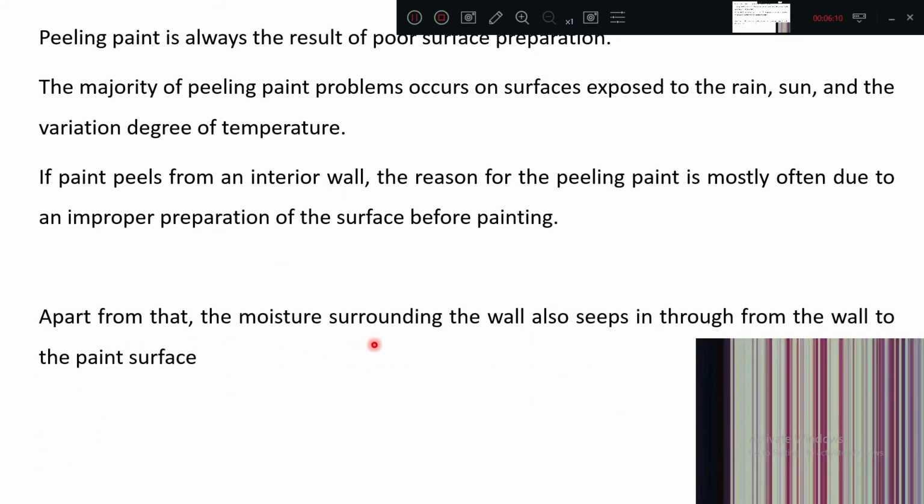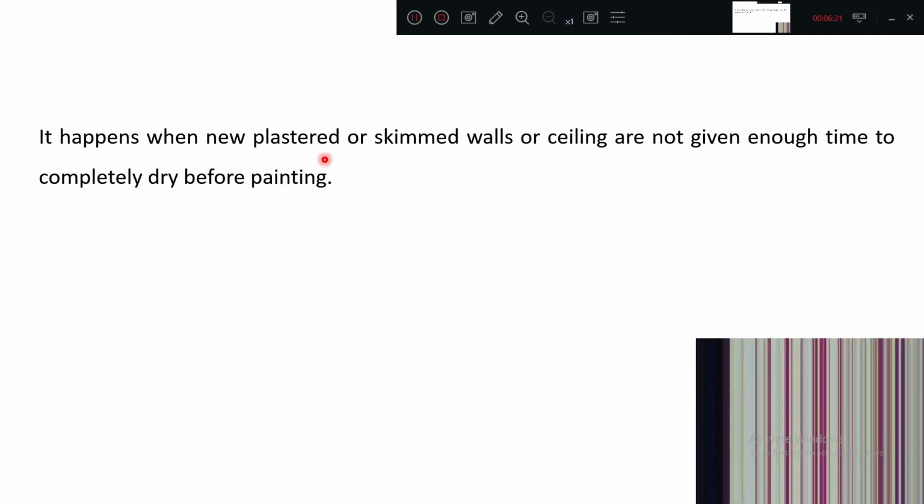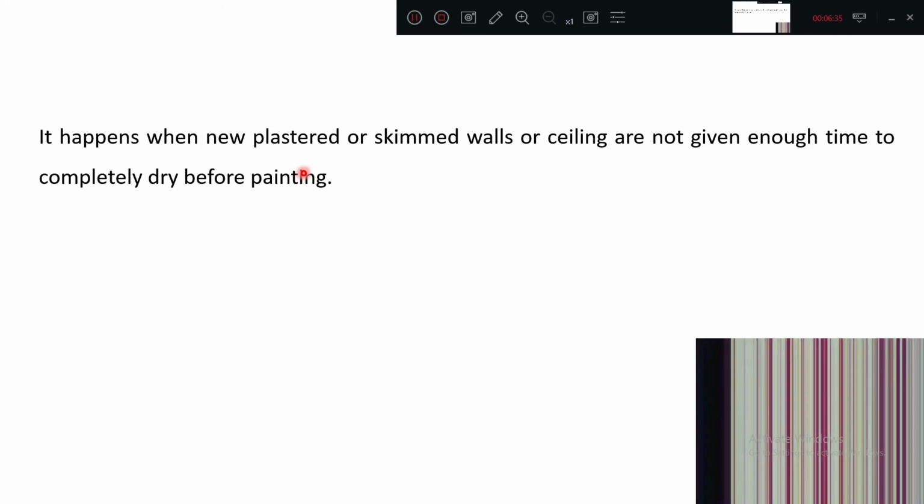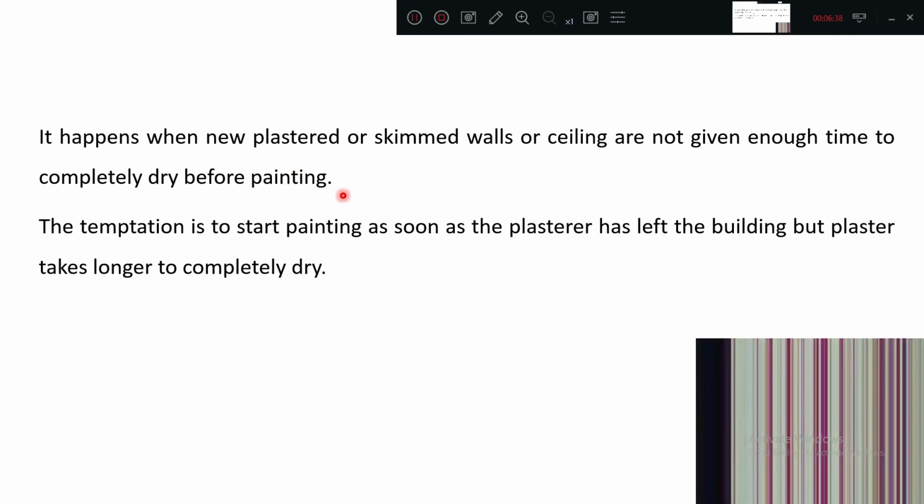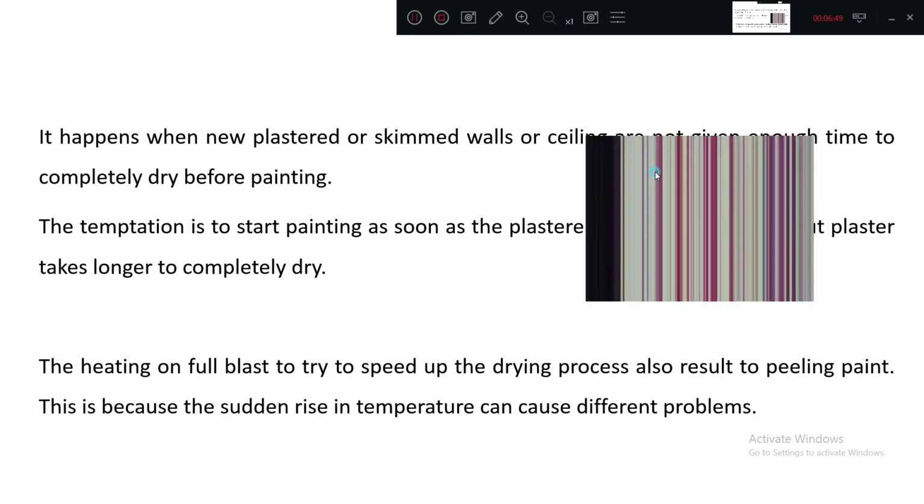Okay. Apart from that, moisture is also one of the major problems. If moisture surrounding the wall continuously seeps inside the body of the wall, obviously peeling of the paint will take place. It happens when new plastered surface or new skimmed walls or ceilings are not given enough time to completely dry. So that is the problem. If you apply the paint on freshly plastered surface, obviously after some days you are going to see the peeling of paint. Okay, should give sufficient time to set. The temptation is to start as soon as the plaster work leaves the place and the painter will come and apply it on. Okay, so the problem will start to come.